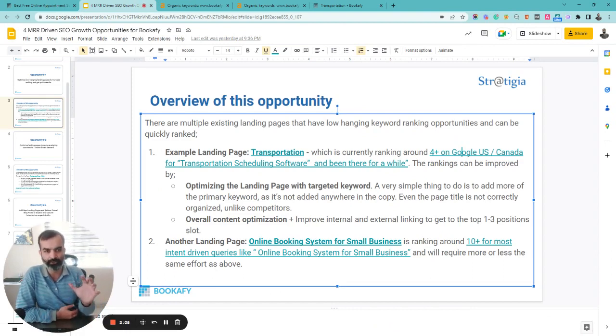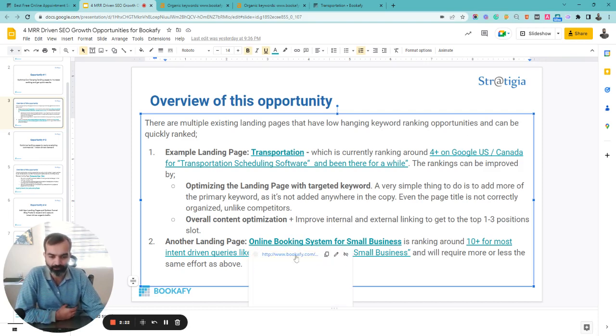It can immediately move Bookafy from the 4th, 5th rank to the first few spots. And along with overall content optimization, adding a few internal and external links can improve its ranking to the first few positions.